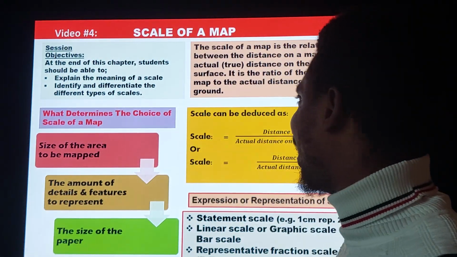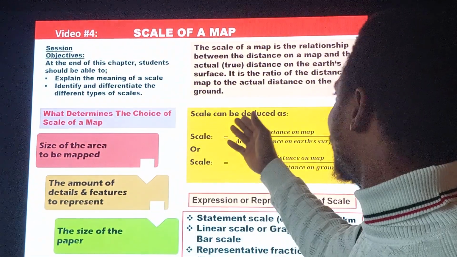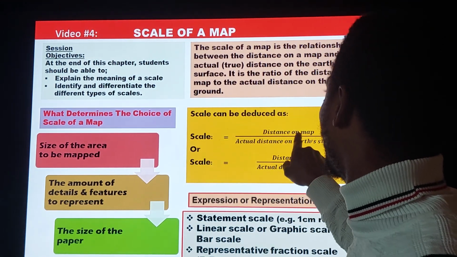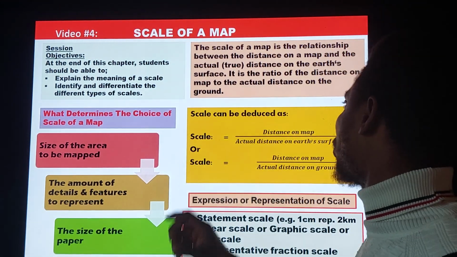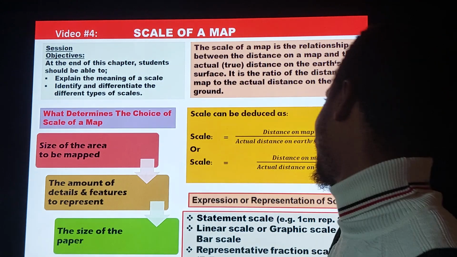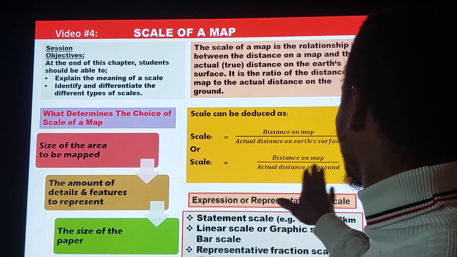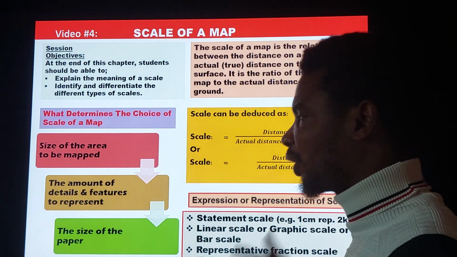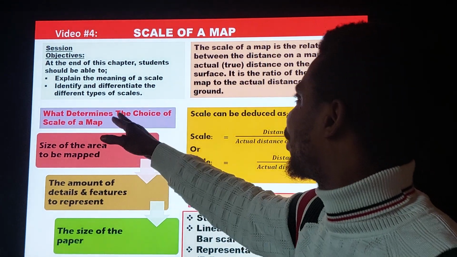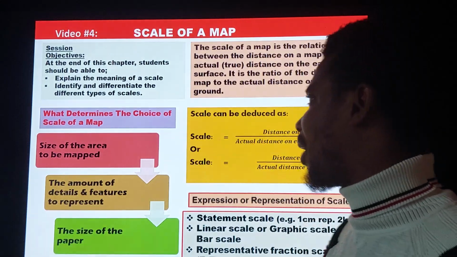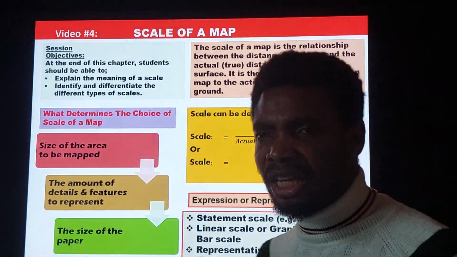Alright, so what is the formula? Scale can be deduced as scale equals distance on map over actual distance on Earth's surface, the actual ground distance. So, distance on the map over actual ground distance. So what are the factors that determine the choice of a scale of a map? Number one, the size of the area you want to map.